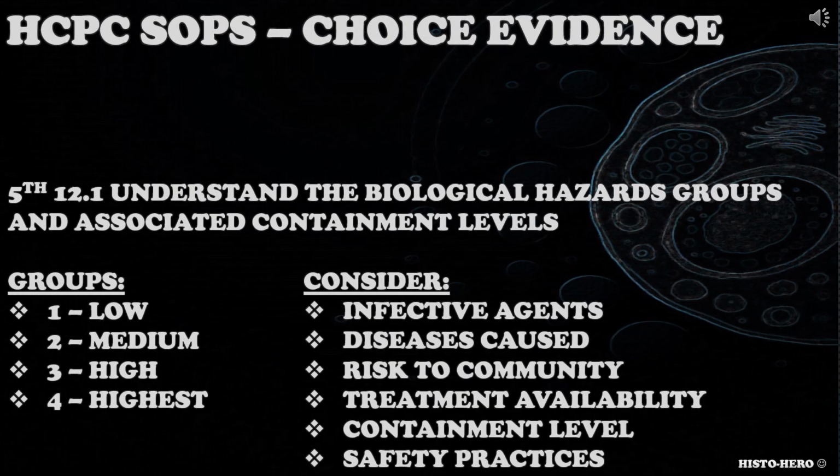The fifth standard is, understand the biological hazards groups and associated containment levels. To meet this standard, you need to know about different biological hazard groups and containment levels. Consider hazard group 1 to 4. Also consider examples of infective agents in each group, diseases that can be caused by agents, risk level to humans and community, treatment availability, containment level, safety practices like equipment or facility used.